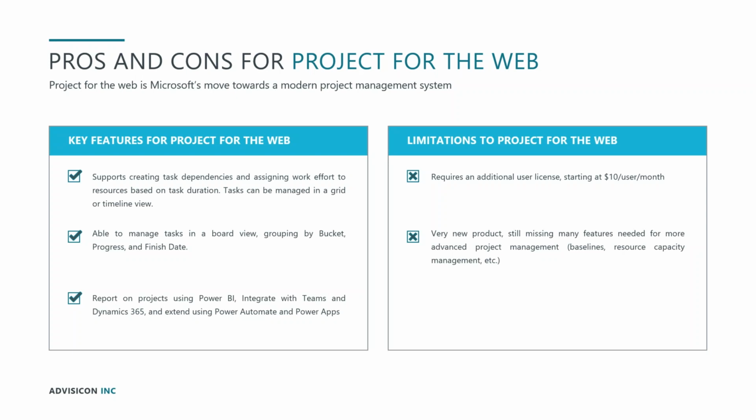Project for the Web is part of Microsoft's new Power Platform in Dynamics, and so it's very easy to report on data from your projects using Power BI, integrating the app with Teams, as well as it's part of the Dynamics 365 CRM platform. And you can easily extend items using Power Automate and Power Apps to build different connection pieces to other applications. And so Microsoft is really kind of positioning Project for the Web as being the central, larger scale project management tool.